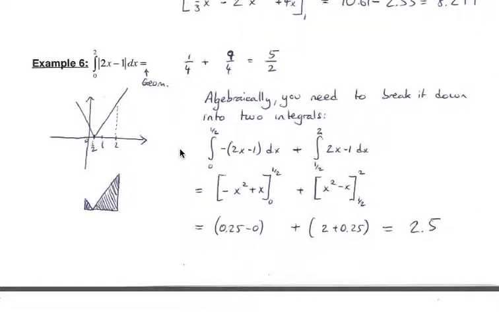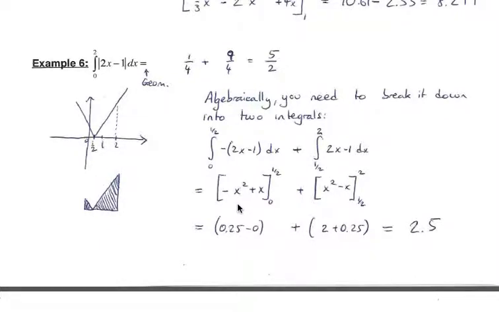Algebraically, it's more difficult if you want to do it with integrals. You need to break it down into two integrals. Why that? Because we don't really know how to integrate absolute values. So we need to look at this function as being made of two lines. The first line, which is decreasing, is negative 2x minus 1, and then the increasing line here is 2x minus 1. And we need to break the integral into two parts, from 0 to 1/2, and then from 1/2 to 2.